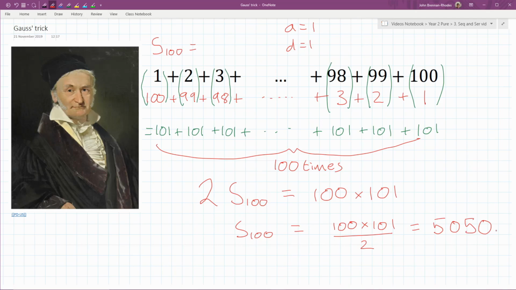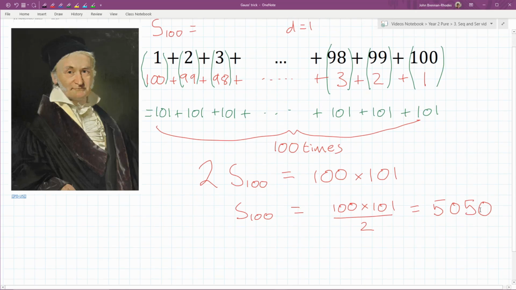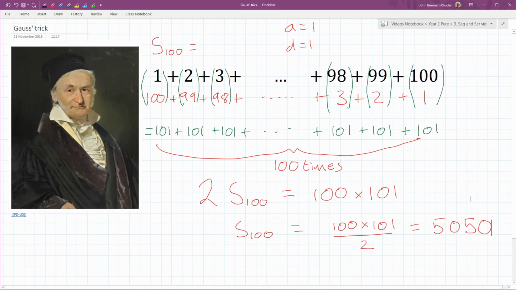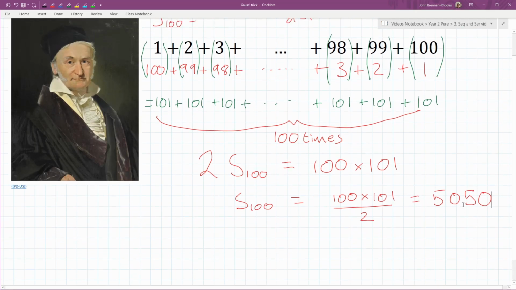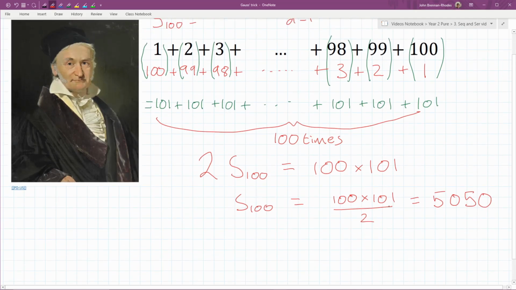And you can use this trick with any arithmetic sequence. You can come up with a similar formula to add up the first any number of numbers. So if you have a as 1 and d is equal to 1, you can say that Sn is equal to 1/2 times n times n plus 1. You can see that that formula matches that. You may have come across that before for adding up the first n numbers, because it is an arithmetic sequence. a is 1 and d is 1.